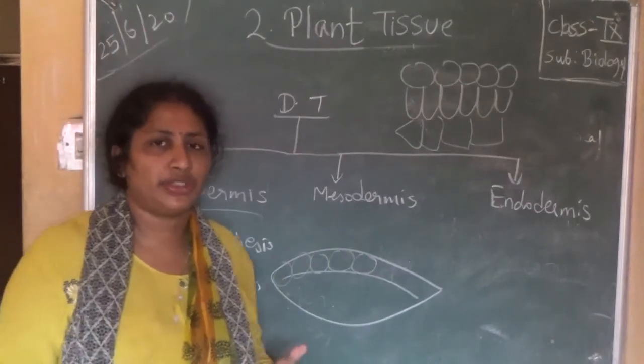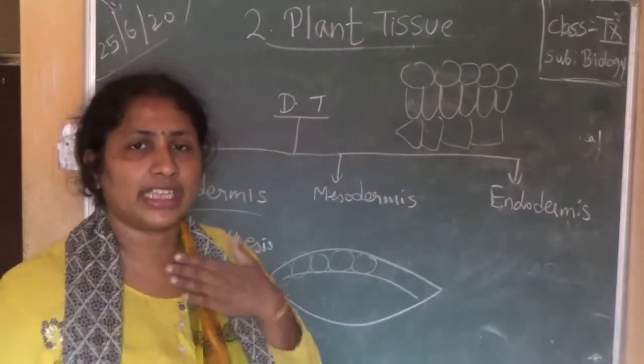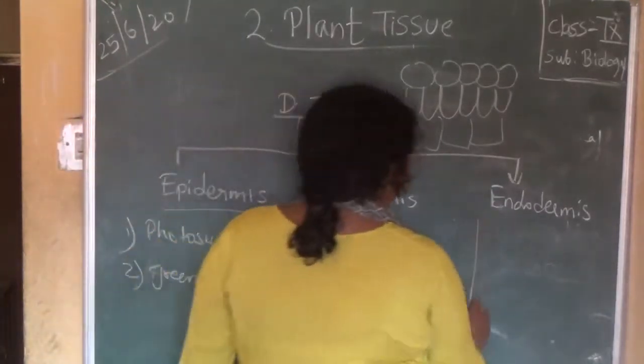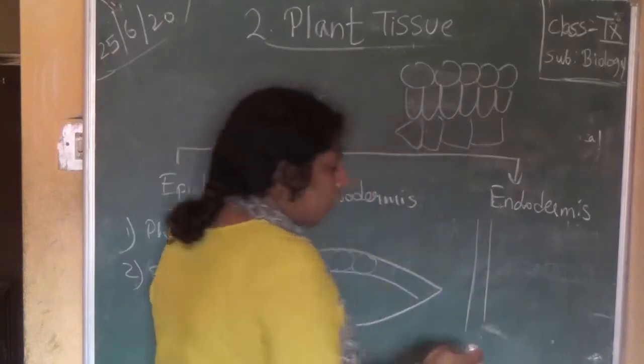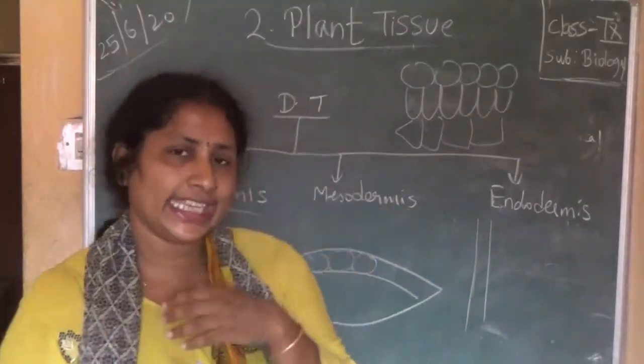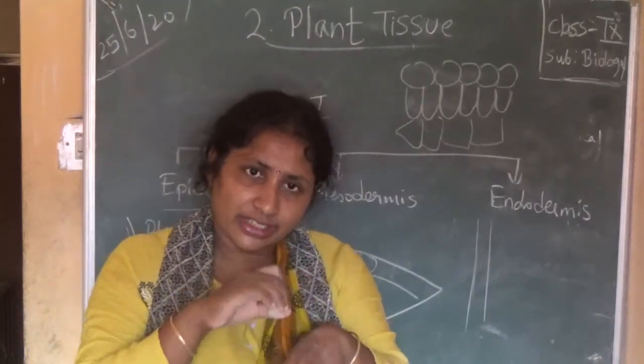Okay, it is dermal tissue because they are forming the covering of the plant. If you see the plant stem, or I will tell you an example. Your skin is forming the covering of our body. Skin consists of layers.